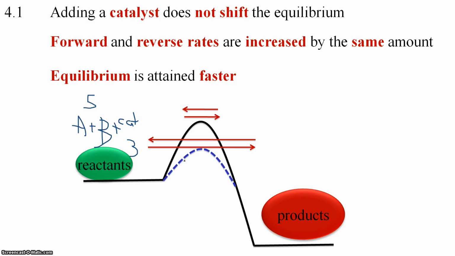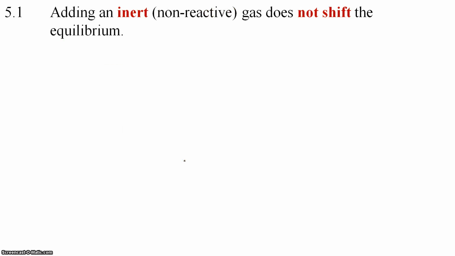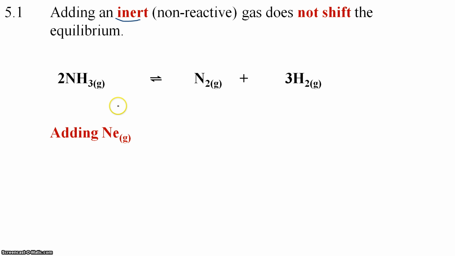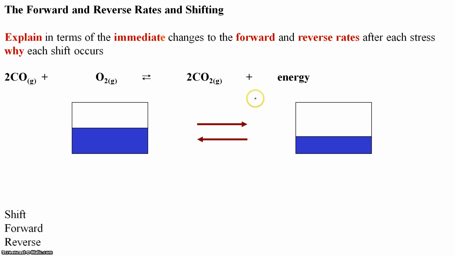The position of equilibrium, so the concentration of reactants and the concentration of products you have at equilibrium, will not change at all. They will just be attained faster. Adding an inert gas such as argon or xenon is not going to shift equilibrium. So if you add neon to either side, it doesn't do anything.